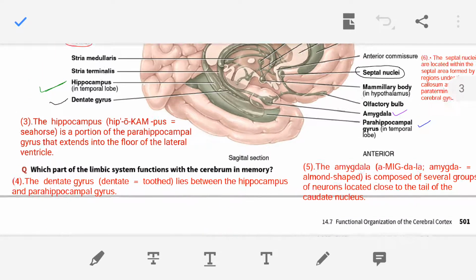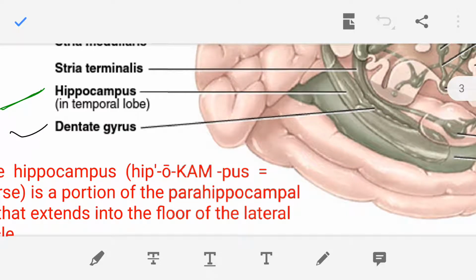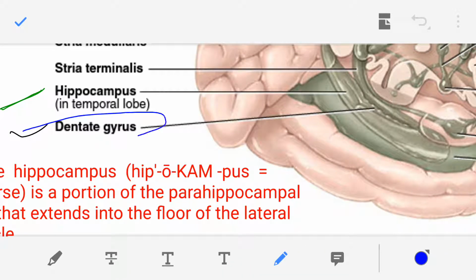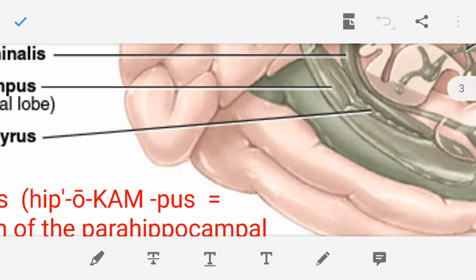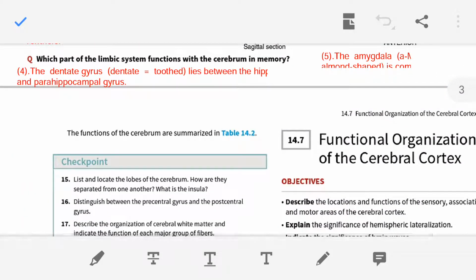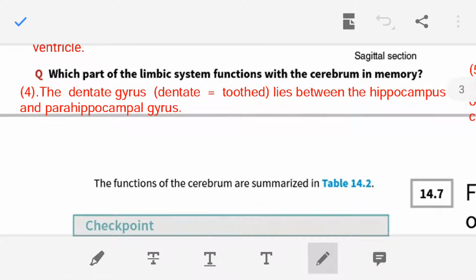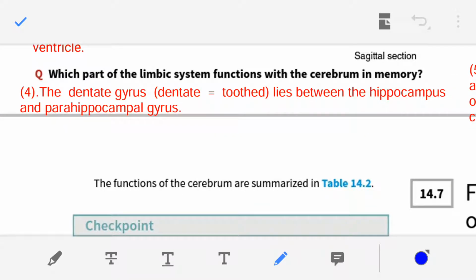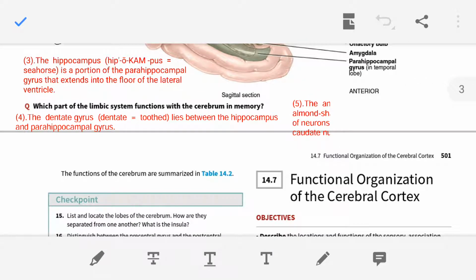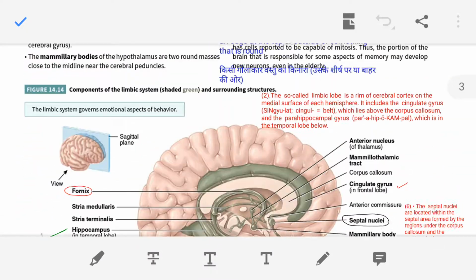Now the dentate gyrus. Here it is shown, dentate gyrus, this part. Dentate means tooth. It lies between the hippocampus and the parahippocampal gyrus. It is present between hippocampus and parahippocampal gyrus. So, dentate gyrus.